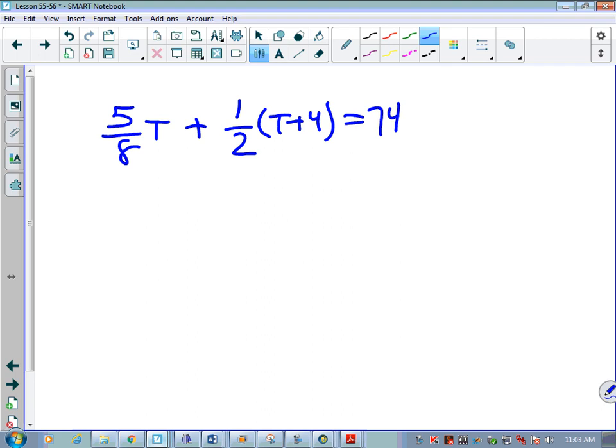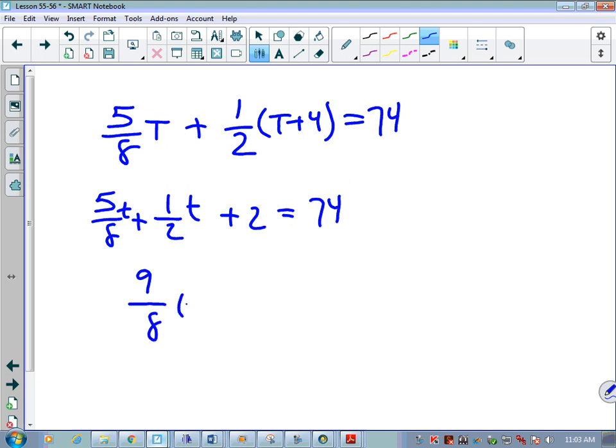So we're going to distribute this t, so we're going to get 5/8 t plus 1/2 t. You could call it 5t over 8, and then 1/2 t, that's fine. But then we're going to take the 1/2 times 4, which is positive 2, equals 74. We're going to combine 5/8 t and 1/2 t to get one fraction. Let's see, 5/8 t plus 1/2 t, well, that would be the same as 4/8, so I should get what, 9/8 t? So we got 9/8 t.